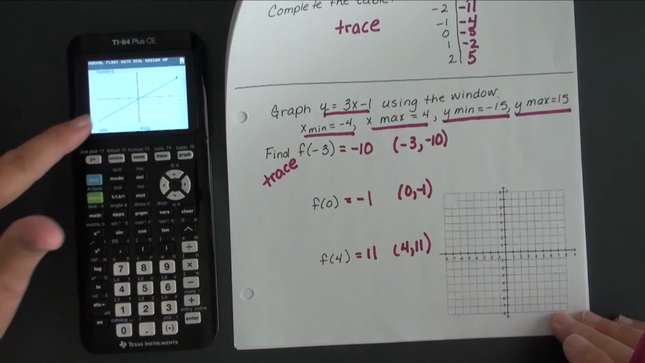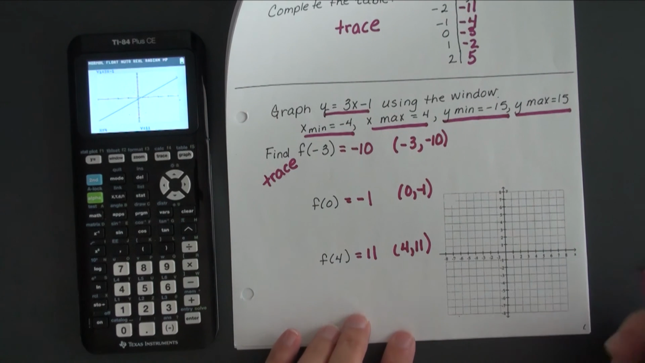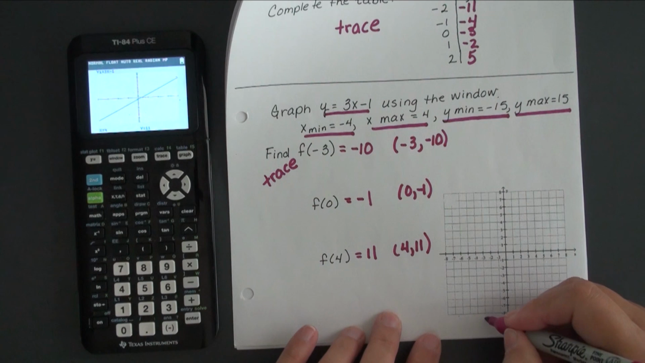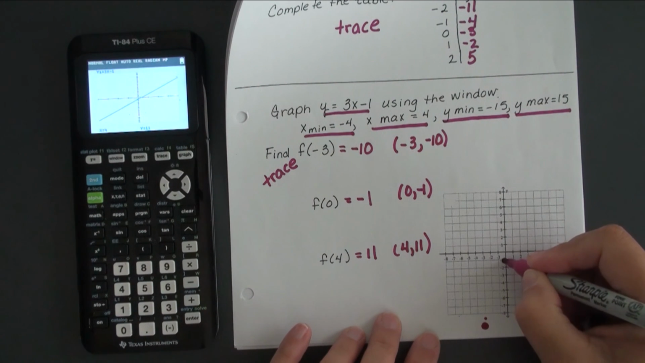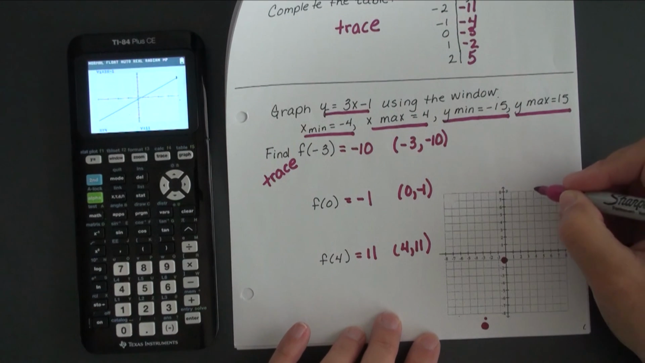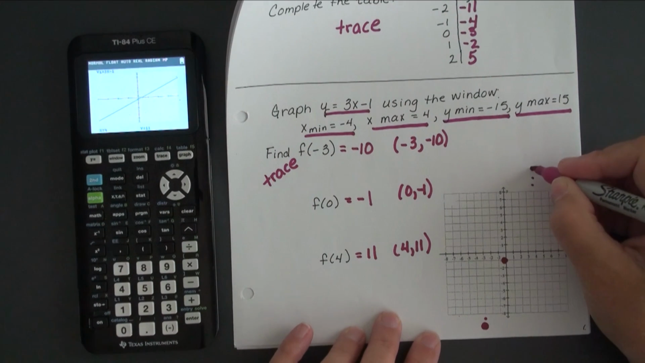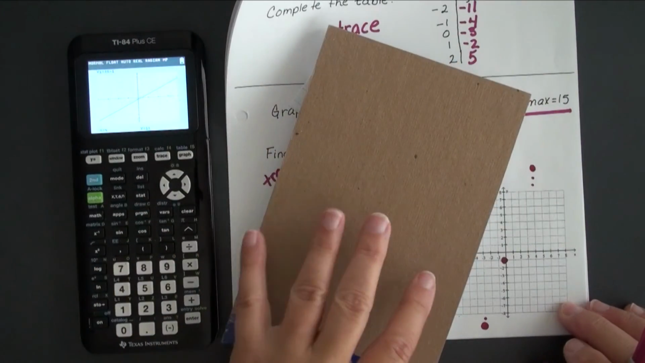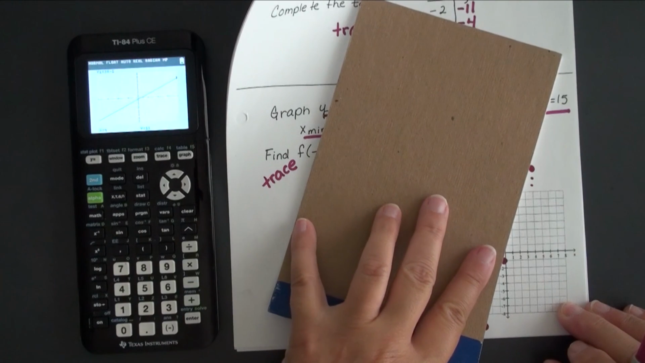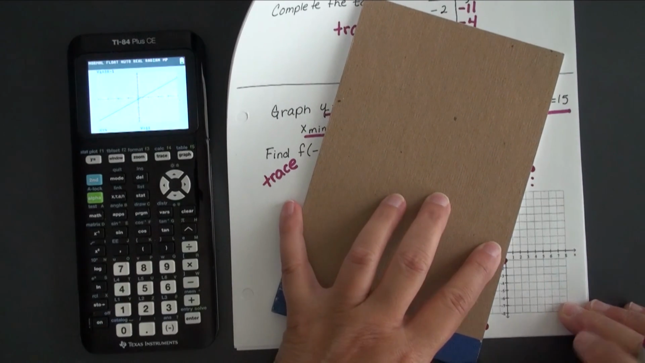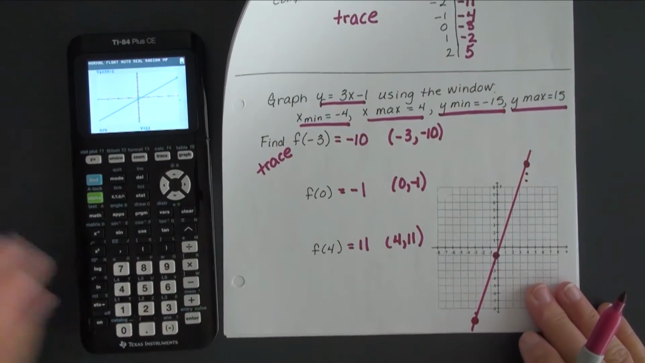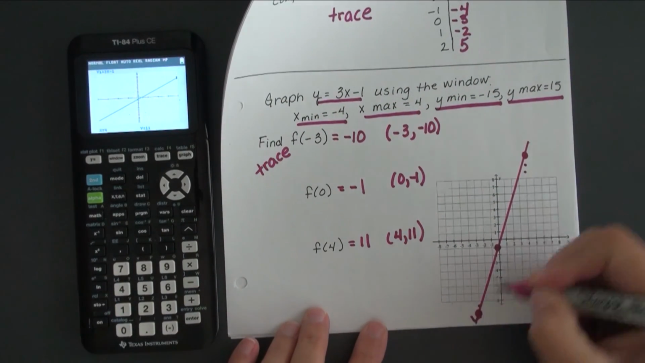And we also know that that is a straight line. So I'll have to fudge just a little bit. -3, -10, we'll say is right there. 0, -1, and 4, 11. And then you will want to connect your points. If you're doing this on My Math Lab, there'll be a line button for you to use. And there is the graph of the function that we put on the calculator.